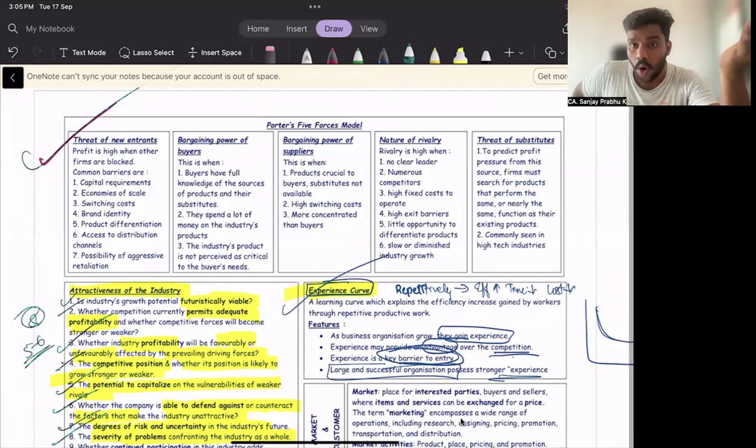Without understanding the competition, if you are entering into an industry, it is going to create much trouble for you. So before entering into any industry, it is very, very important to understand the competition within that industry. Am I clear to you? Yes. So how to understand the competition within the industry?